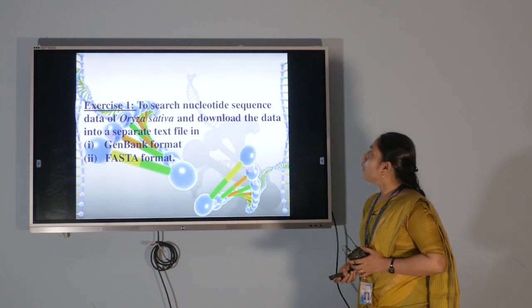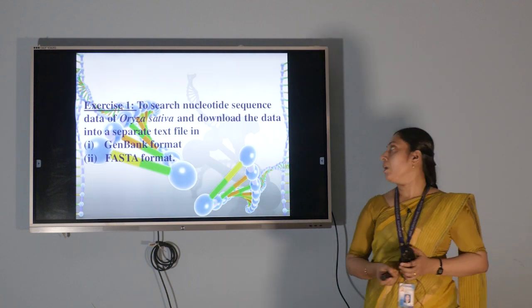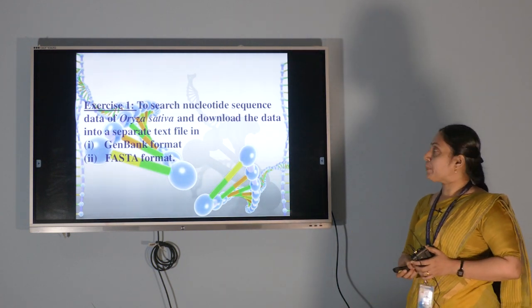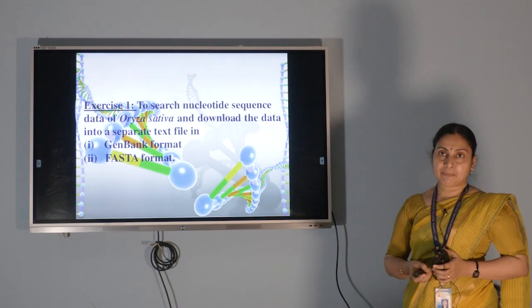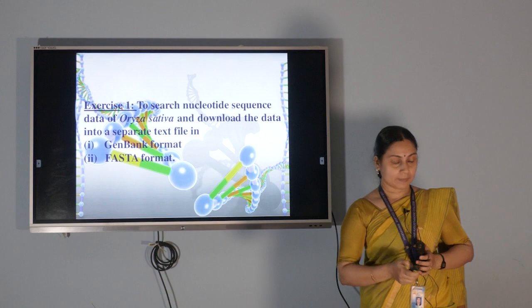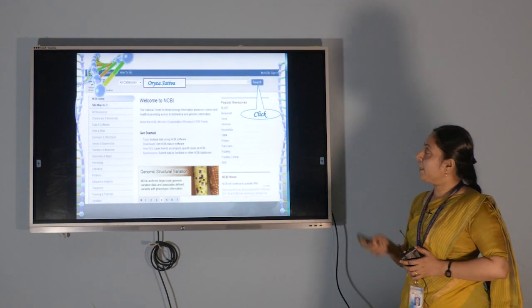Then we can move to a few exercises related to bioinformatics. The first one: search nucleotide sequence data of Oryza sativa, that's rice, and download the data into separate text files in GenBank and FASTA format. FASTA, that is FAST-All.